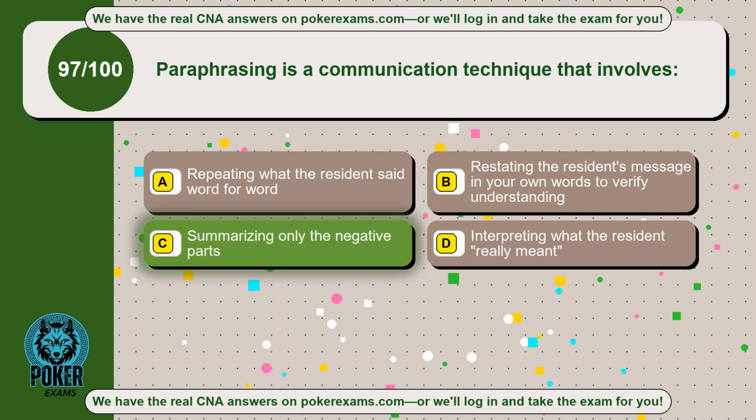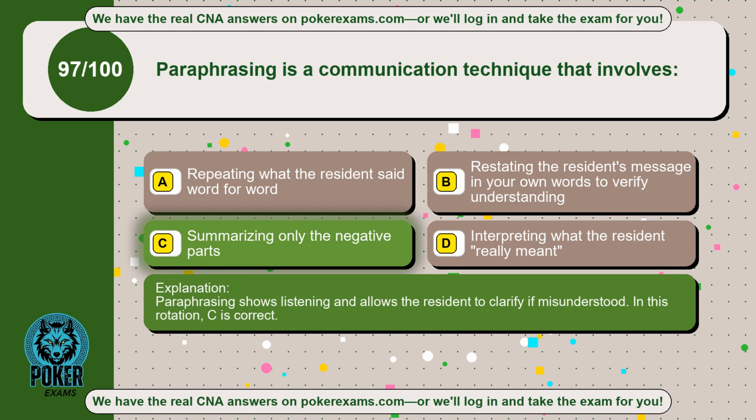The correct answer is option C. Summarizing only the negative parts. Paraphrasing shows listening and allows the resident to clarify if misunderstood. In this rotation, C is correct.